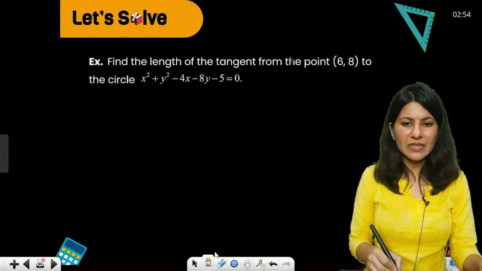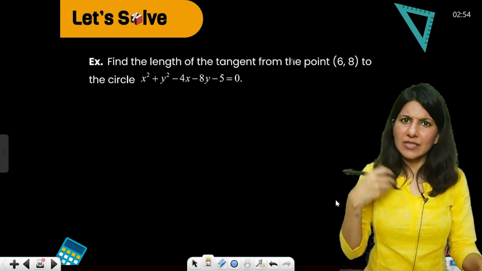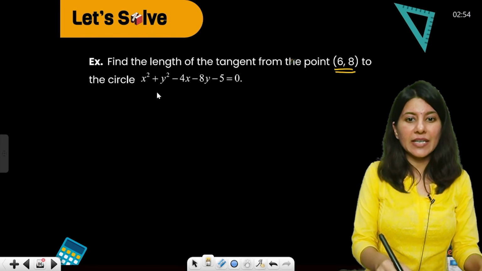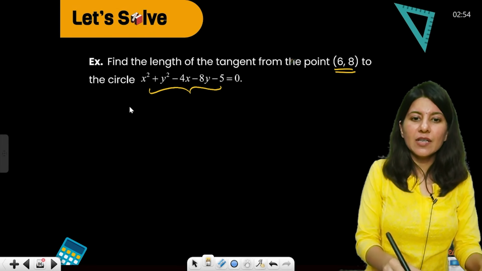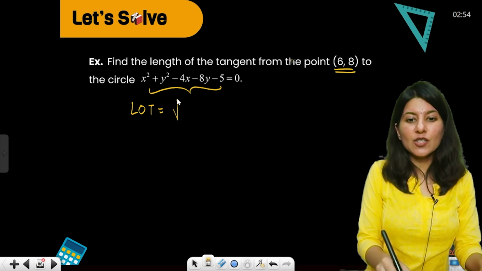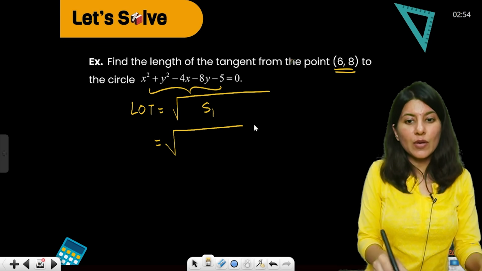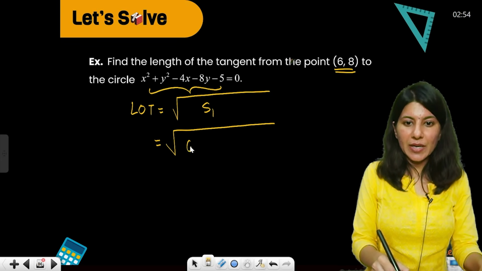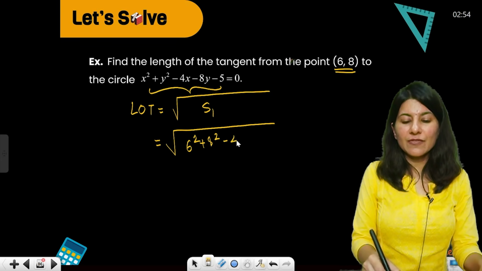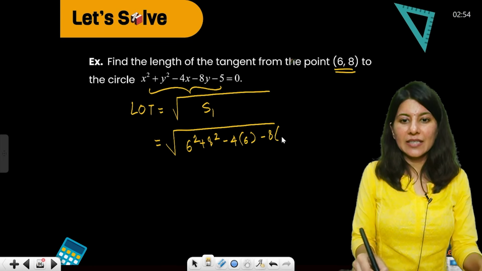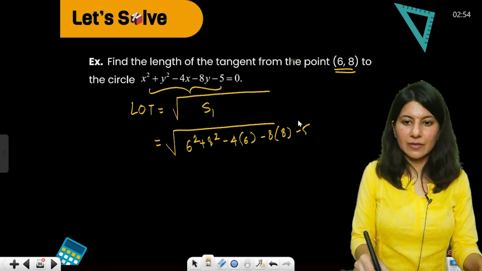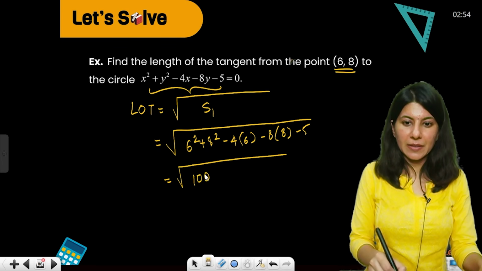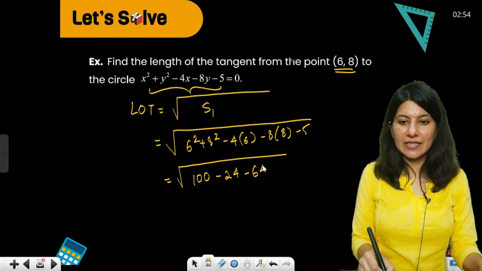All right. Let's solve some problems and understand. Find the length of tangent from point 6, 8 to this circle. Very simple. Length of tangent is nothing but square root of S1, so you just put that point. Square root of 6 square plus 8 square minus 4 into 6 minus 8 into 8 minus 5. 36 plus 64, 100, minus 24 minus 60. Oops, sorry.